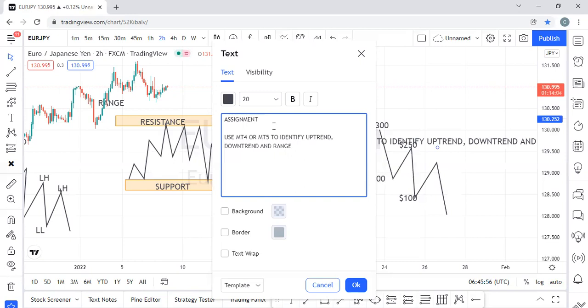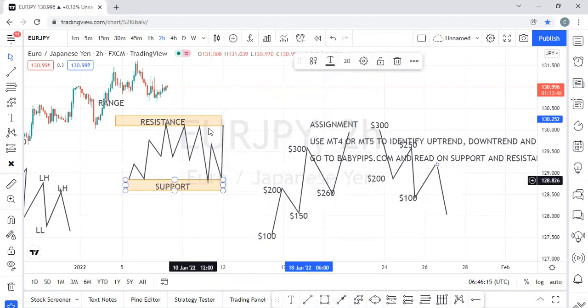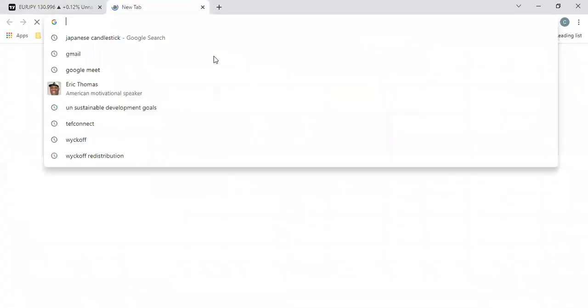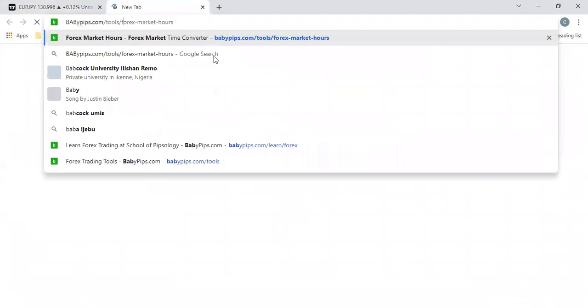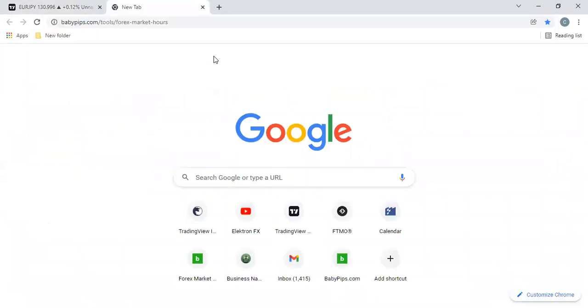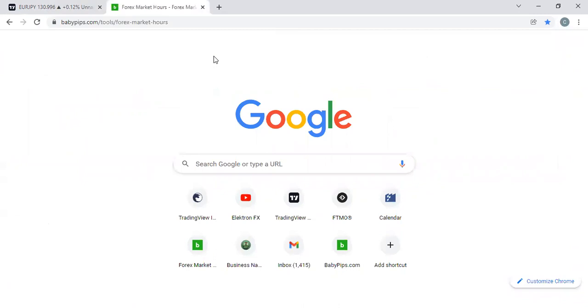And then the next one is that you go to babypips.com and read on support and resistance. So the support is simply the one that is pushing price up, while the resistance is the one that is pushing price down, right? So you just go to babypips.com. This is how to do it. Just click on babypips.com, and you will see where you will do that. I'm not taking it, so you will see it yourself.